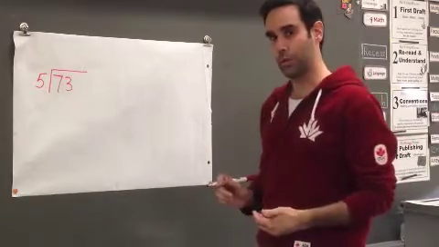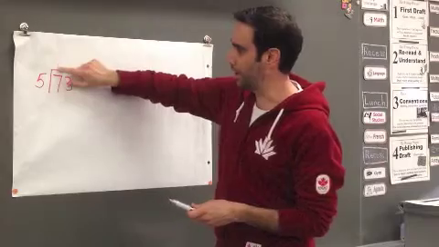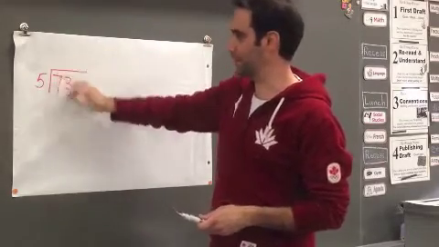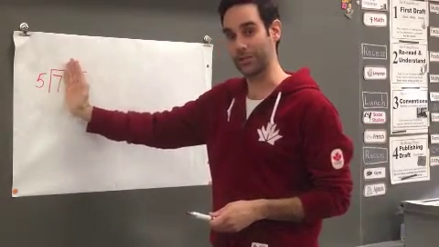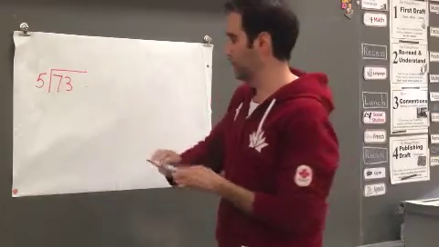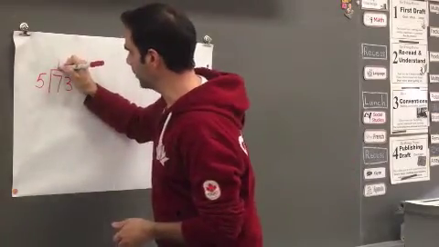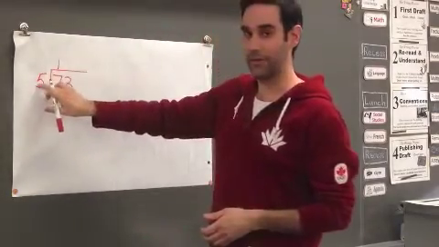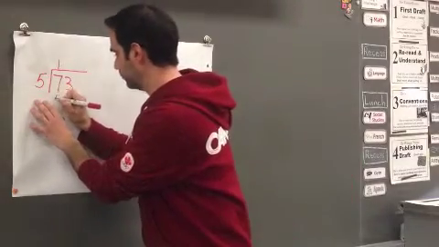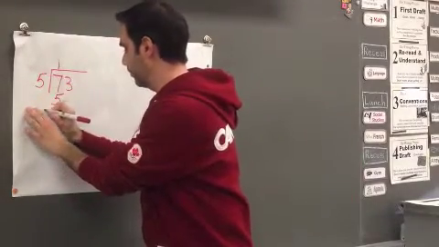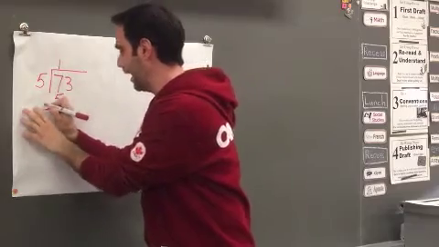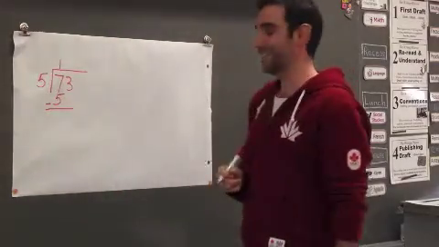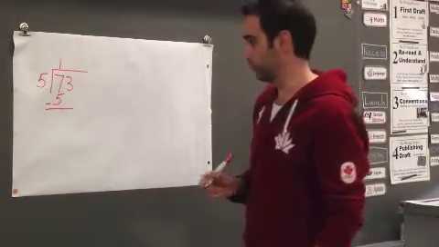So 5 times 1, I'm going to put the 1 above the 7. I'm using it above the 7 because that's the number we're dealing with right now, the 7, not the 73. So I'm going to put the 1 up top, and I'm going to go 1 times 5 equals 5. I'm going to put my line in and my subtraction symbol. 7 take away 5 is 2.